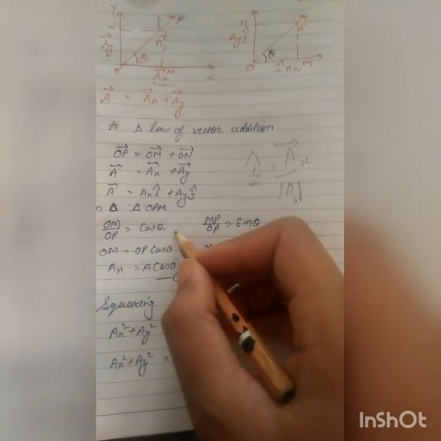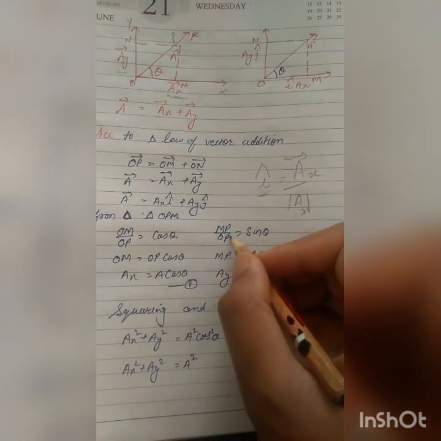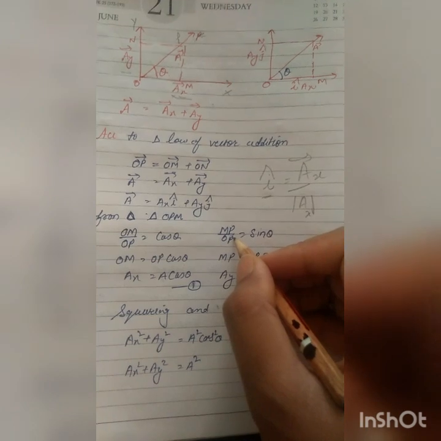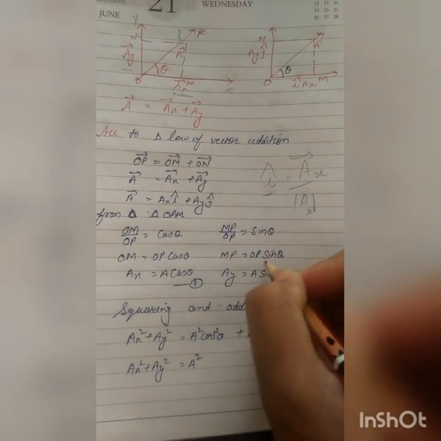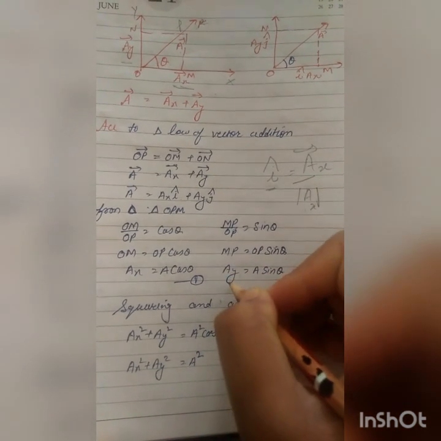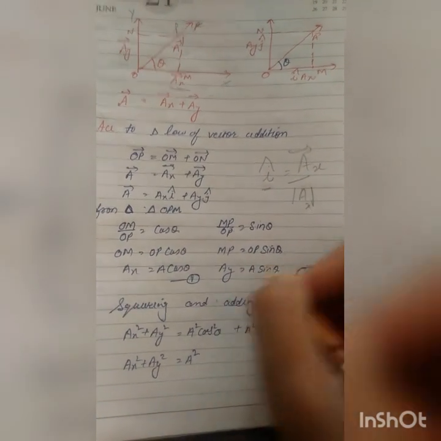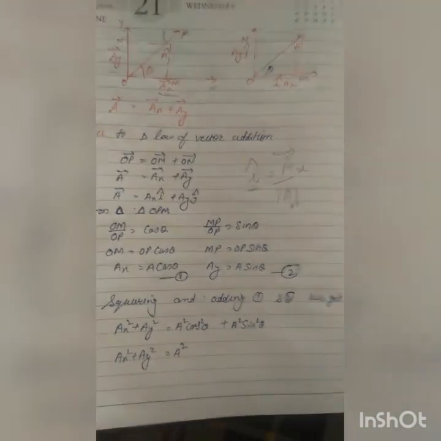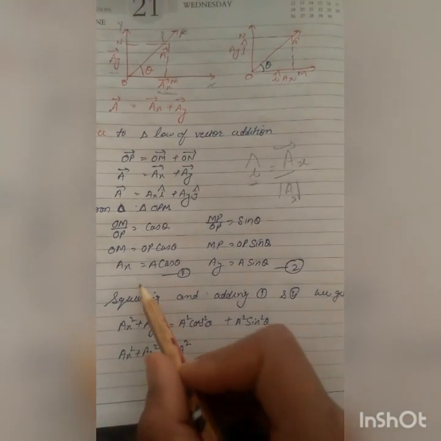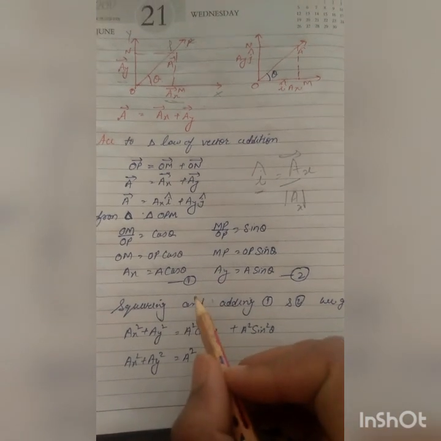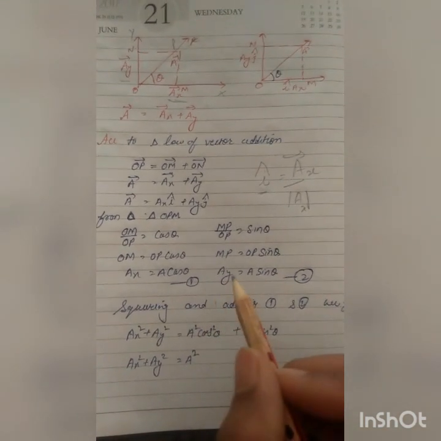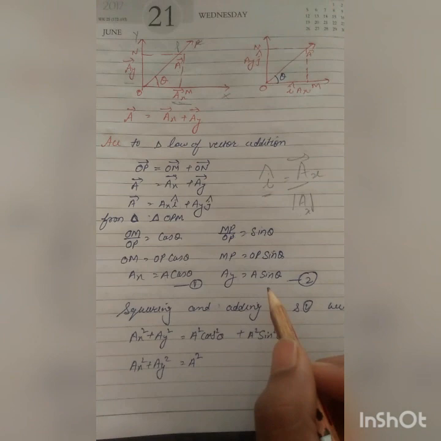Similarly, we have to find the vertical component, which is AY. So MP upon OP is equal to sin theta. MP is equal to OP sin theta. MP is AY, and OP is A, so AY is A sin theta. Now we have the two components AX and AY. AX has the value A cos theta and AY has the value A sin theta.